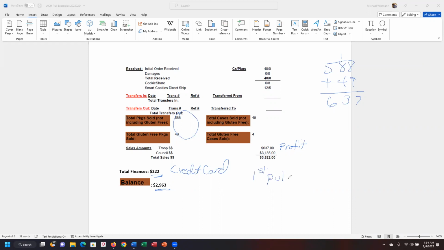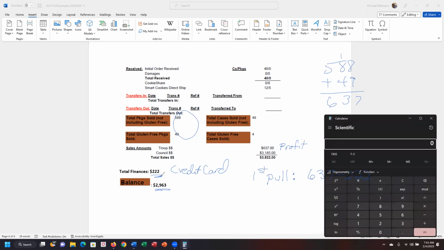The first pull on this particular one is $1 a package. Since you sold $637, that number is going to match, if you add 588 and 49, is 637. So what happens on this one, you're going to take the 637 and subtract off, for the first pull, any credit card amounts that are there. So if I take 637 minus, the console's already collected $222 on your behalf.